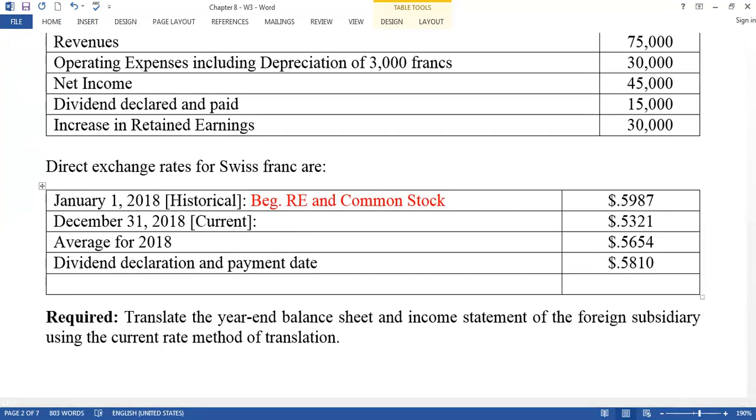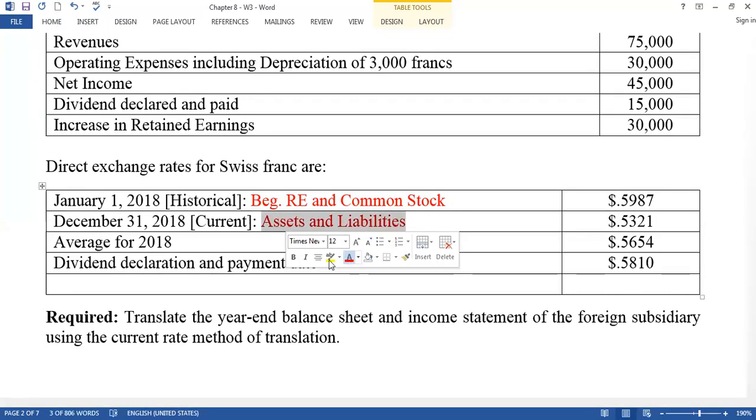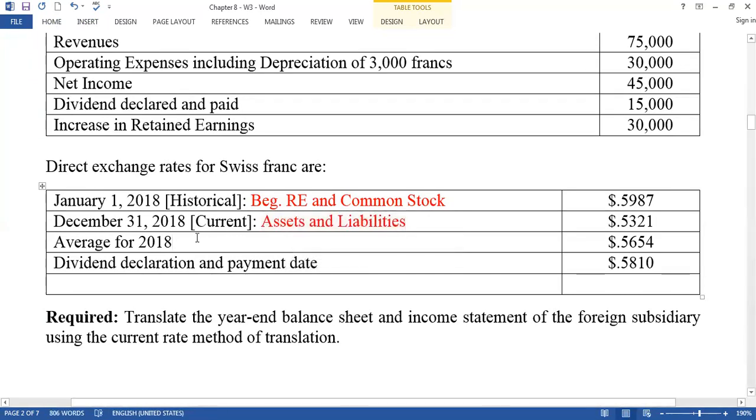If you remember, it is assets and liabilities. So for assets and liabilities, we are going to use the current rate. And when we are going to use the average rate, it is revenue and expense. So for revenue and expense, we are going to use the average rate, and this is dividends.